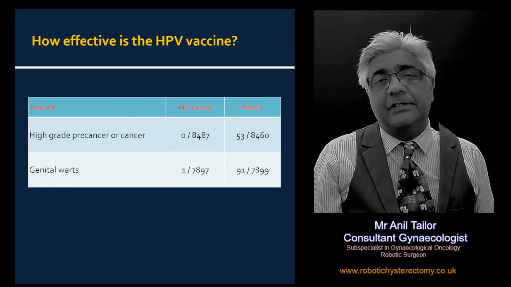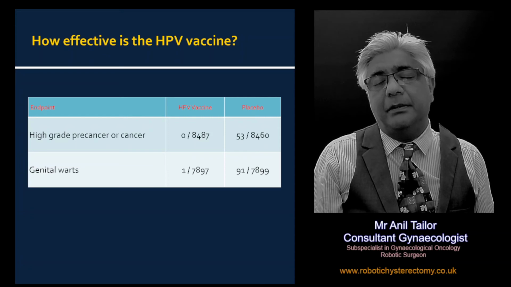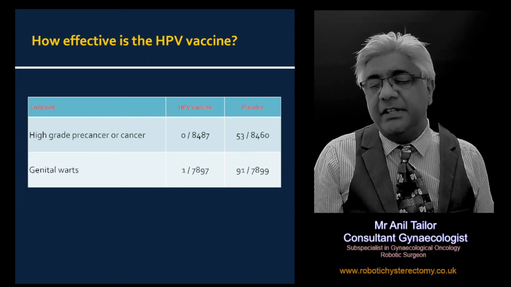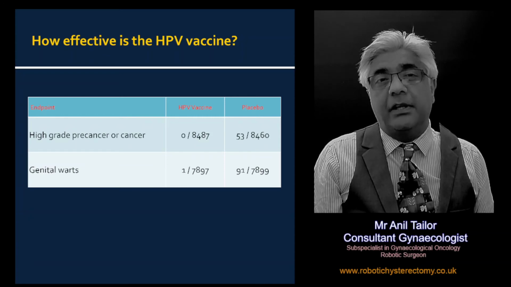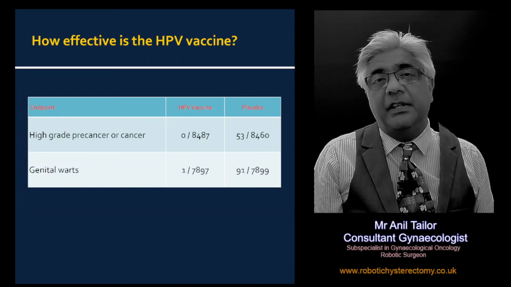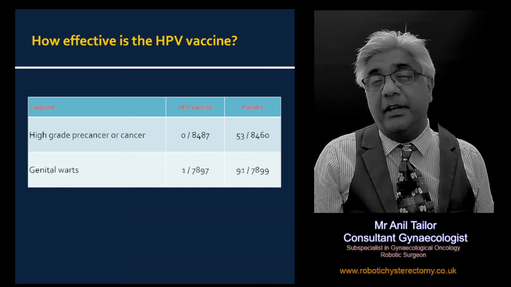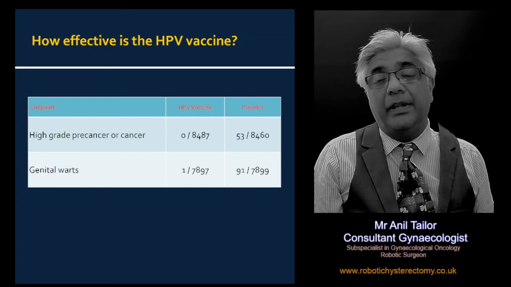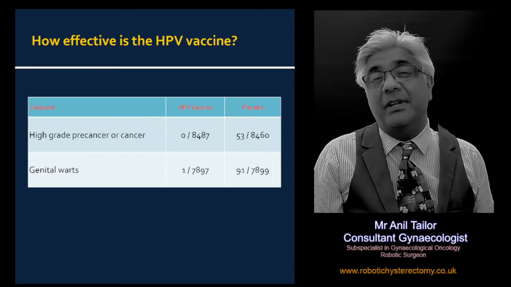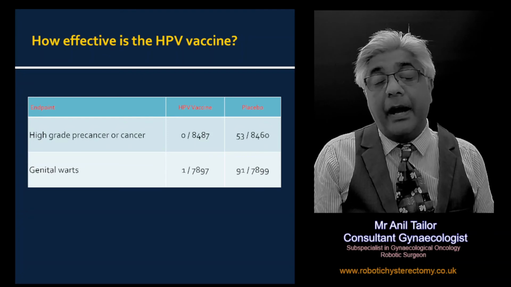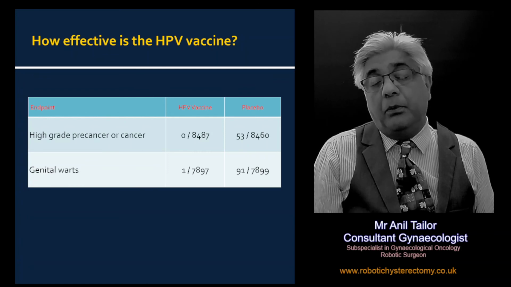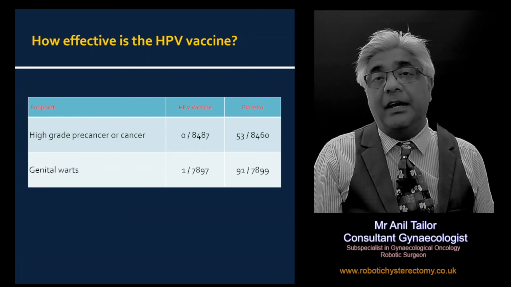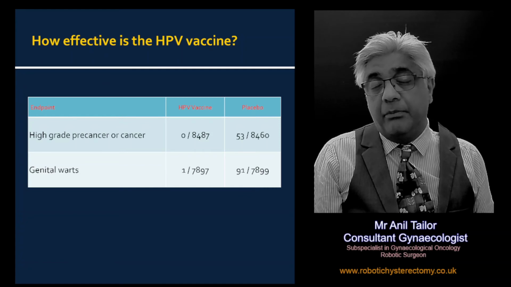How effective is this HPV vaccine? So when the vaccine was introduced about 10-15 years ago, the data that it was based on was fairly convincing. So here you can see that when comparing women who had the placebo vaccine compared to the real vaccine, and looking at roughly about 8,000 women in each group, the high-grade precancers or cancers were prevented or went down from 53 down to 0, which is very impressive.